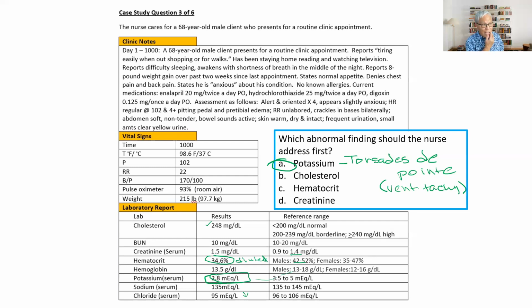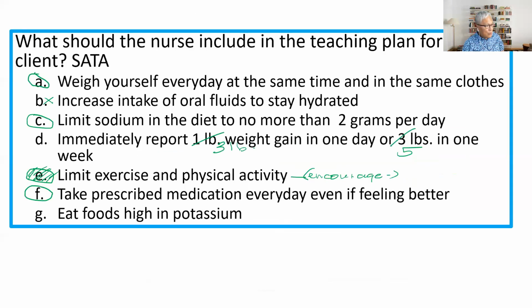So this is tricky, because if you remember, one of the complications of ACE inhibitors is what? Hyperkalemia. But because the potassium here is 2.8, yes, we would need to encourage foods that are high in potassium. That was a dirty trick. Okay, so letter G is correct.